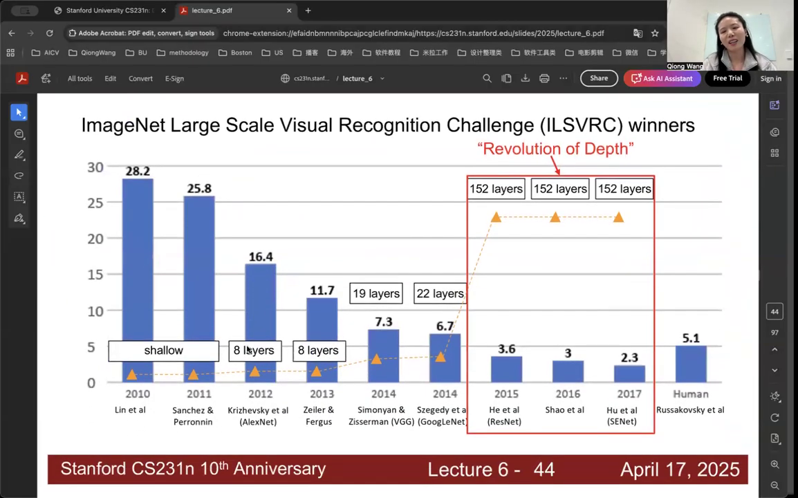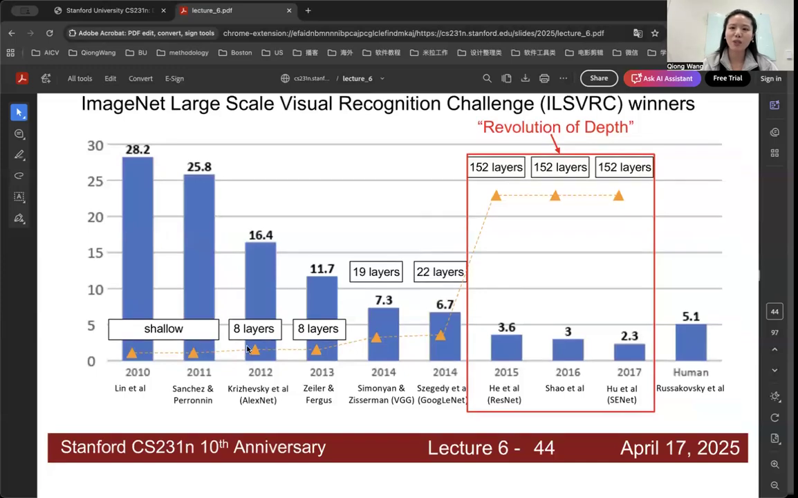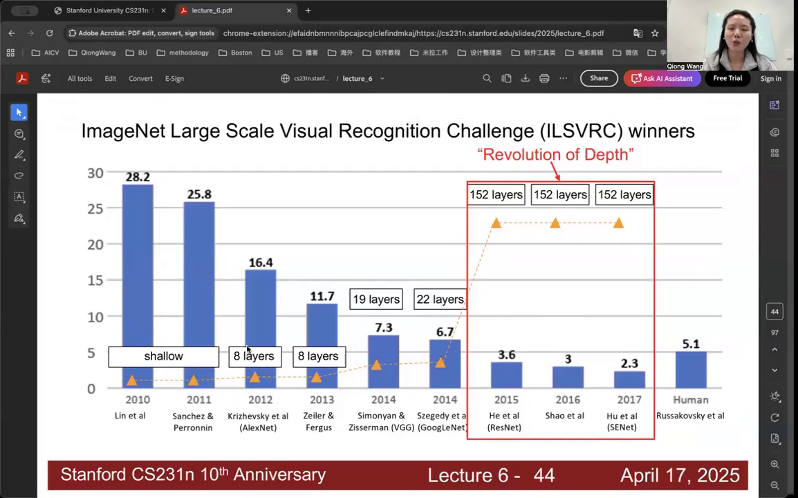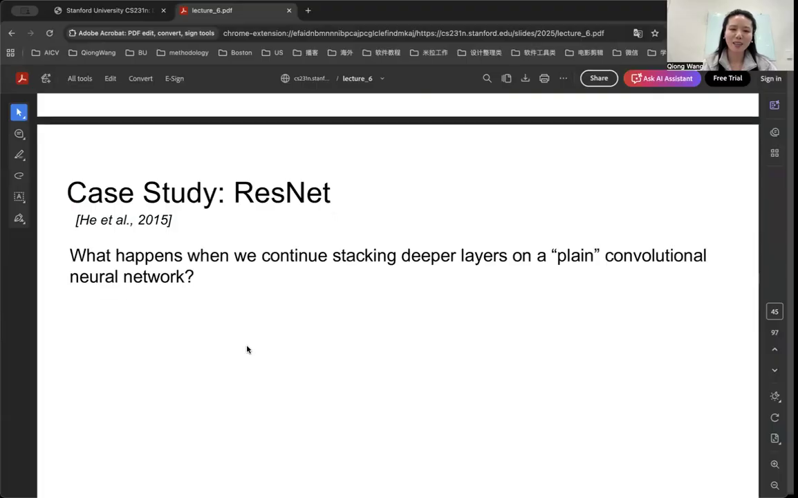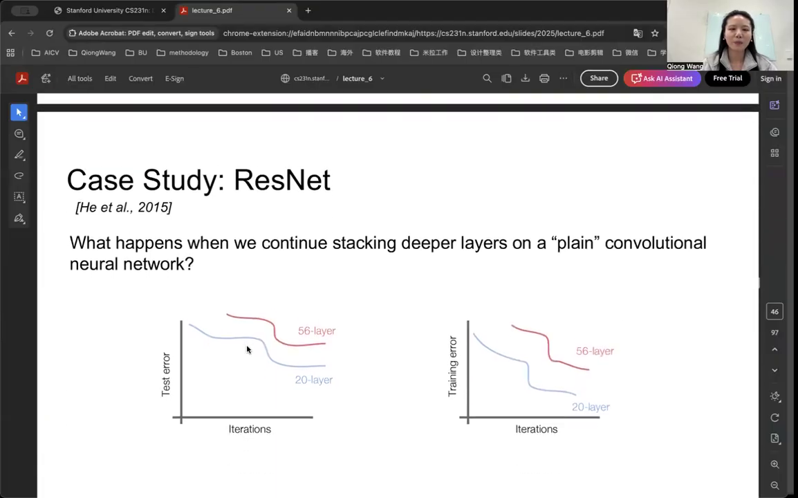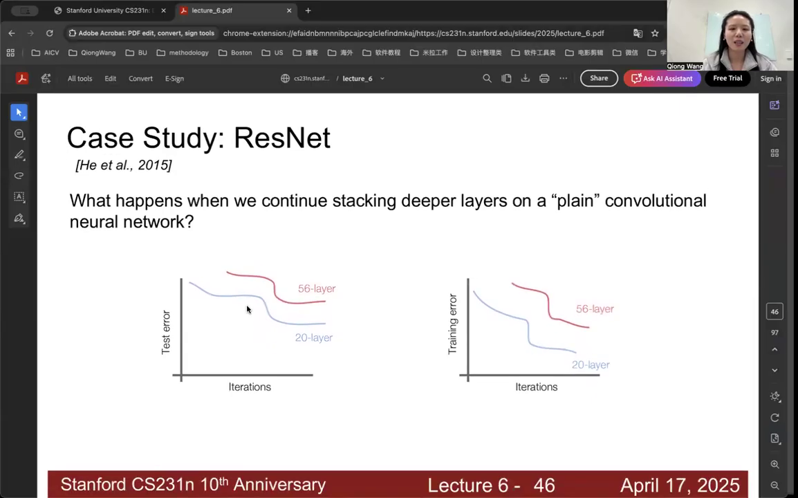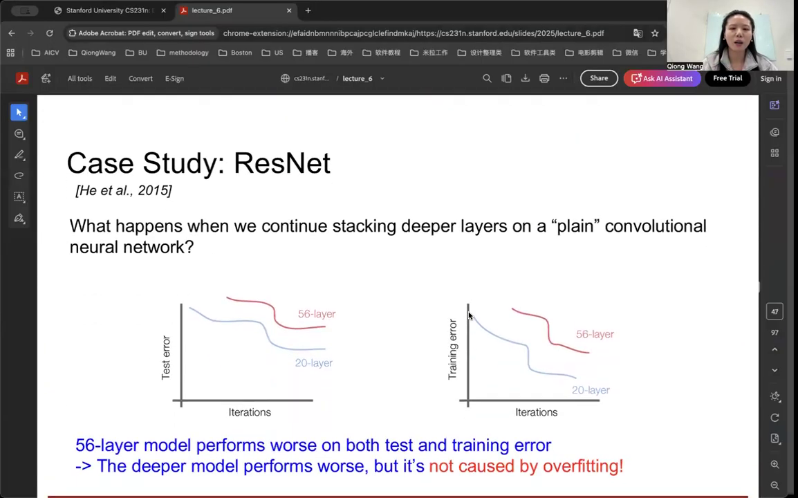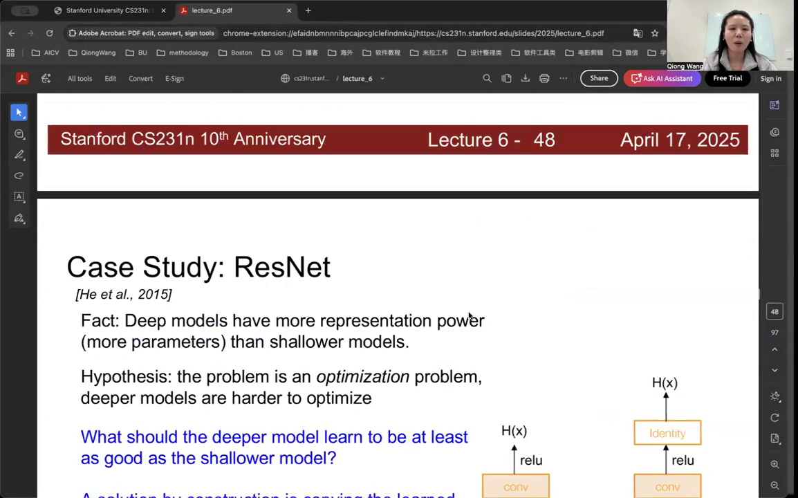And what happened after 2015? There was a revolution of depth. We entered the deep learning stage. And okay, let's have a look before that. With more iterations, we faced a problem in the convolutional network. And how do we solve this problem?